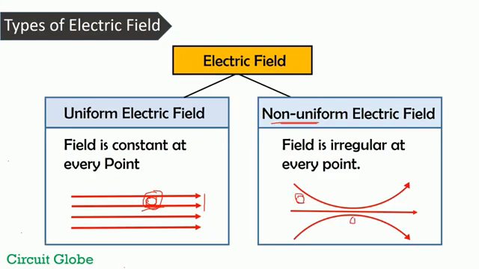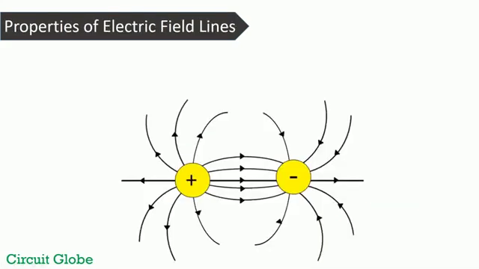Suppose if we are placing our charged particle here, so here you can see the strength of field is very less because the lines are apart from each other. But if we are placing our charged particle near this place, here you can see the field is very high, so this charged particle experience the high magnitude force. So this is the non-uniform electric field and this is the uniform electric field. The electric field are represented by the electric field lines, and that electric field line has some properties. So let's understand what are the properties of the electric field line.